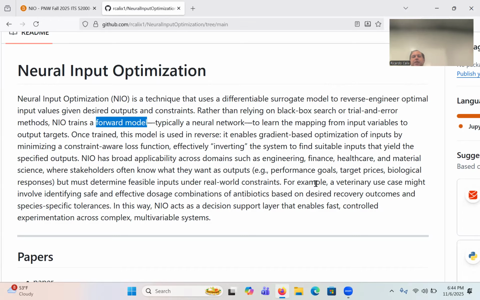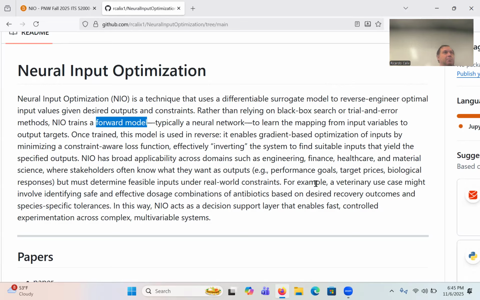For example, here's a veterinary use case. A veterinary use case might involve identifying safe and effective dosage combinations of antibiotics based on desired recovery outcomes and species-specific tolerances. So you can see, right? There's variation here. If you've collected all that data while conducting your operations for 10 years, then you have that data set. Now you can build a model of inputs to outputs and now use NIO to figure out optimal inputs. Make sense? So this is the idea.